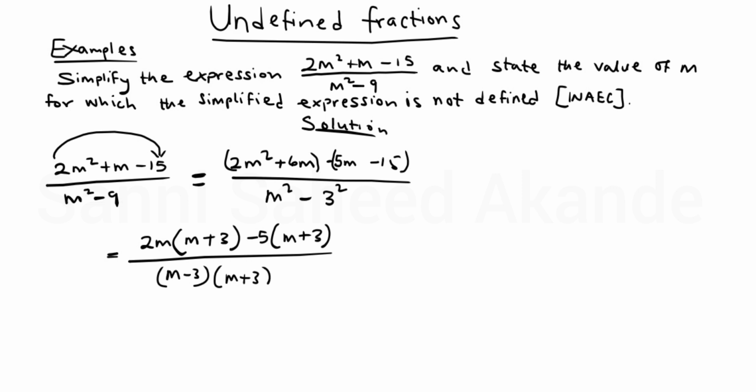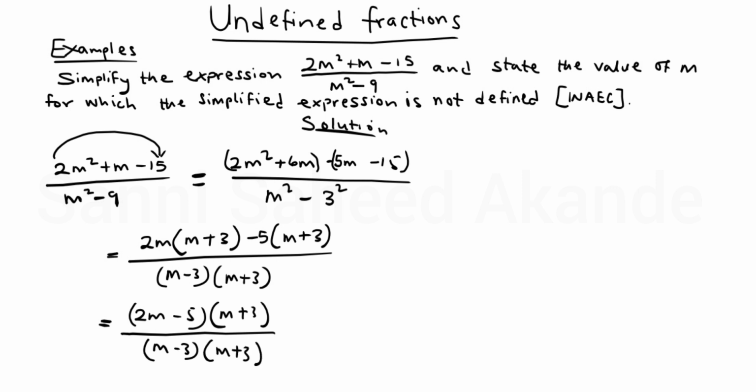Understood? Okay, so let's rewrite our numerator as 2m minus 5. Then we pick one out of the common factors, which is m plus 3. So everything divided by m minus 3, then m plus 3. Close the brackets. So now let's cancel out the common factor. m plus 3 will cancel m plus 3. So what are we having left? So we have 2m minus 5, everything divided by m minus 3 left.